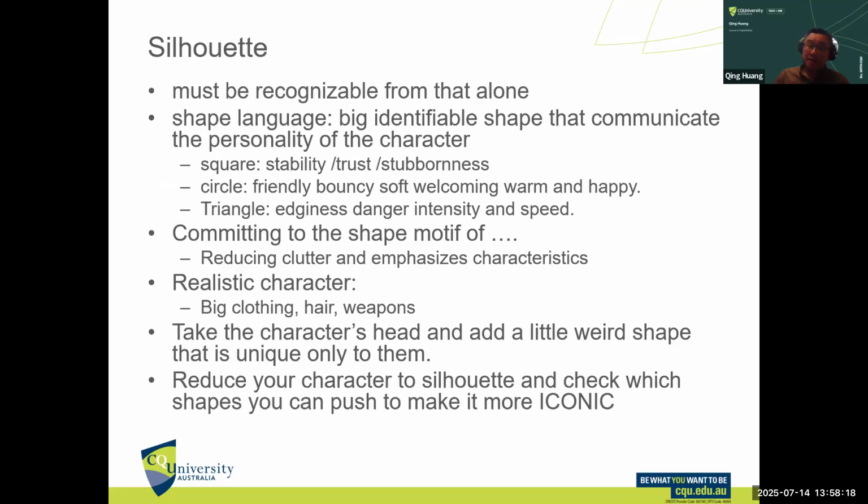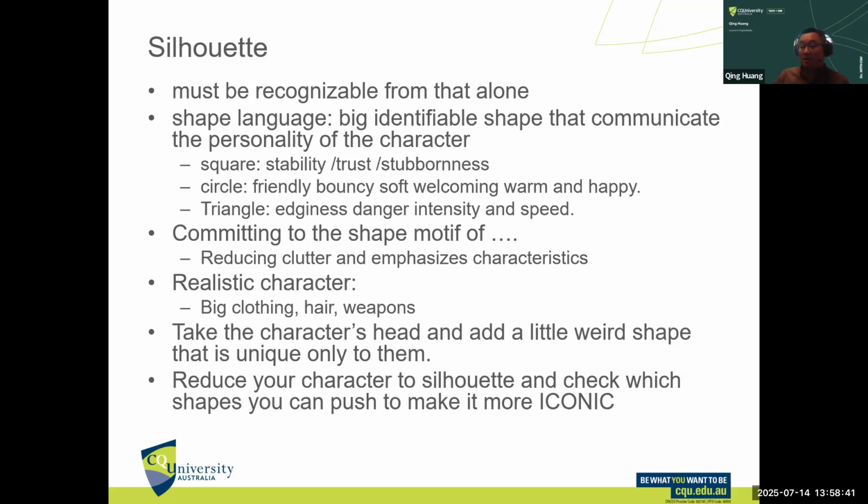And it emphasizes shape language. So you're making a big identifiable shape that communicates the personality of the character. Usually squares represent stability, trust, and stubbornness, and circles represent a bouncy, soft, welcoming, warm and happy feeling, and triangles have some edginess and danger, and intensity and speed.